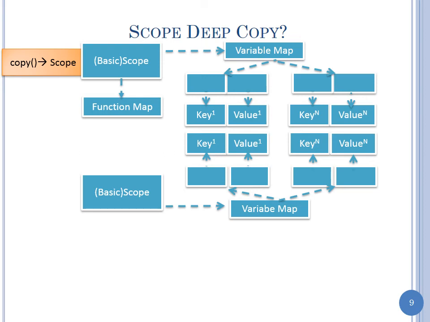So if I make a change to the first one, if I make changes to any part of the structure of the original, it doesn't affect any part of the structure of the new one. That's what a deep copy is. Okay.